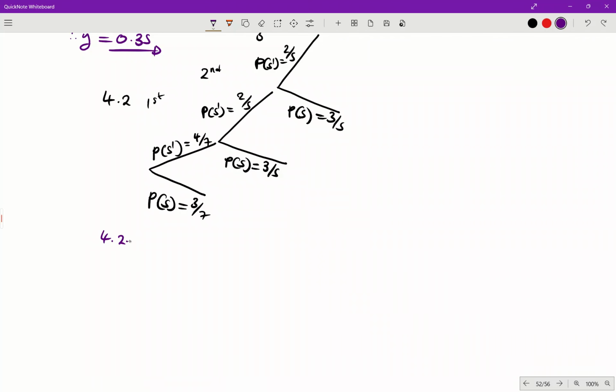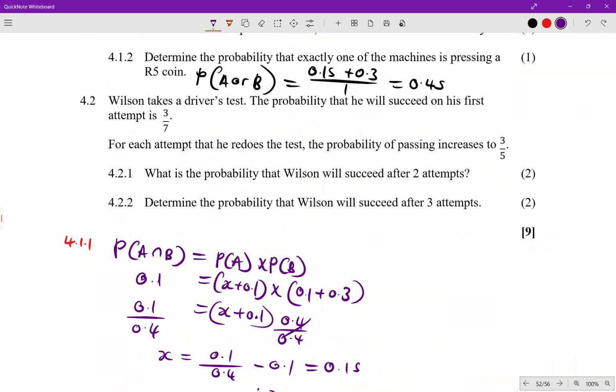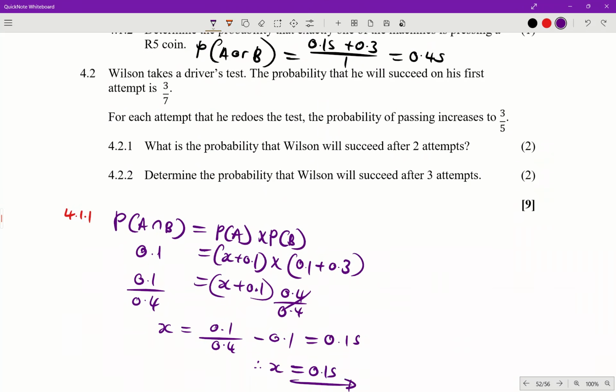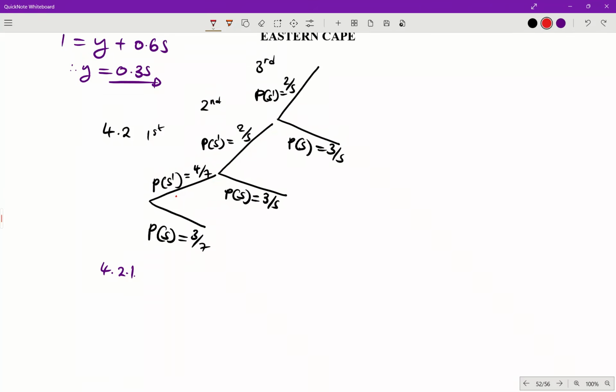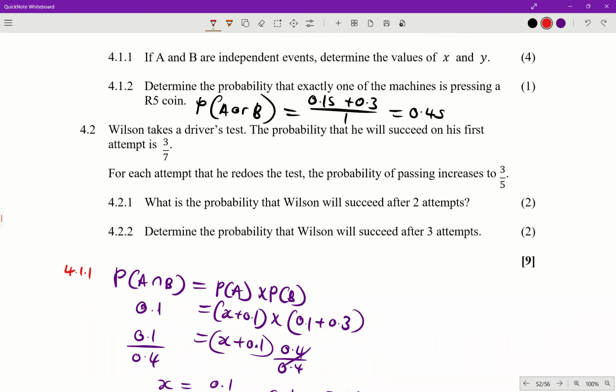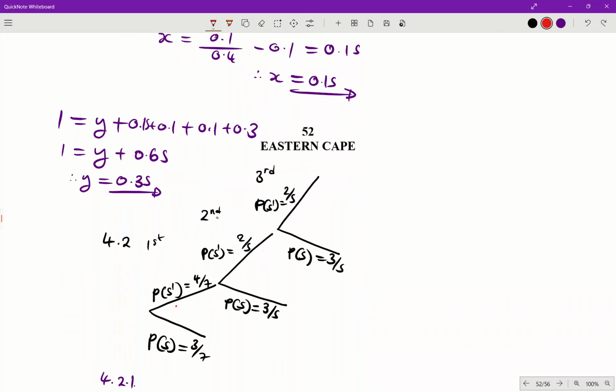that's 4.2.1. For the first question, they say, what is the probability that Wilson will succeed after 2 attempts? The probability that he will succeed after 2 attempts, this is the first attempt, right? First attempt, second attempt. Guys, make sure you understand this. This is the first attempt, right? First attempt, second attempt, succeeding, because that's what they say. So the first attempt, he failed and then succeeded. So it means you're just going to multiply there.